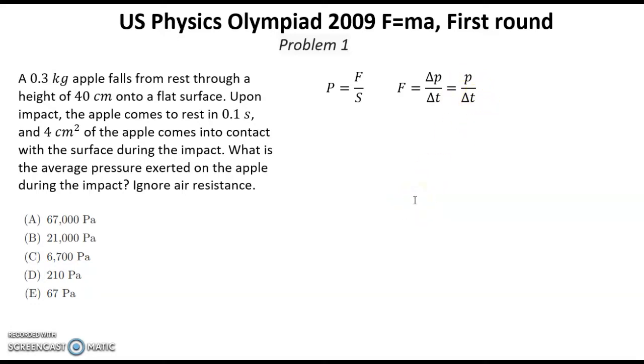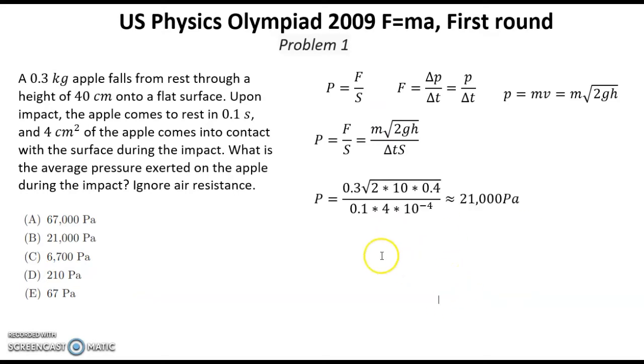Now, to find the momentum before impact, we can use the formula momentum equals mass multiplied by speed. And the speed we can find from the formula that speed equals square root of 2gh. That's a simple energy conservation. So finally we have this formula for pressure. Or we can use numbers. That will be the solution.